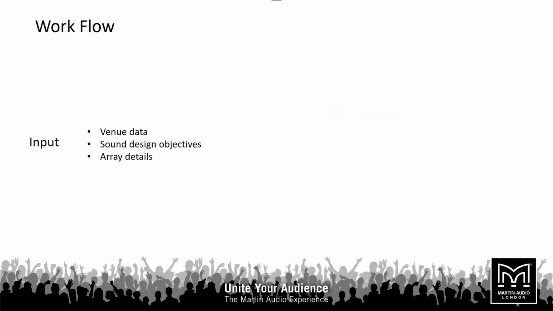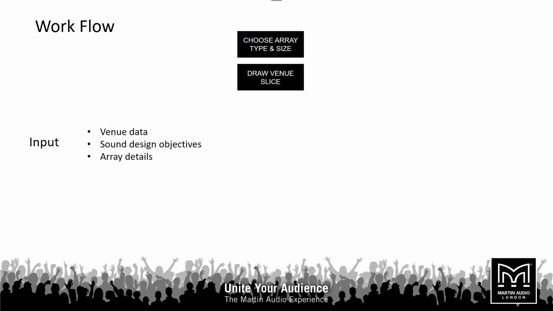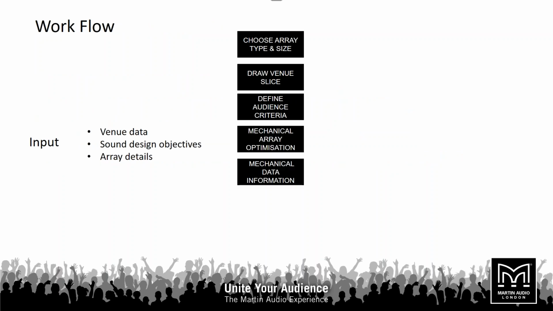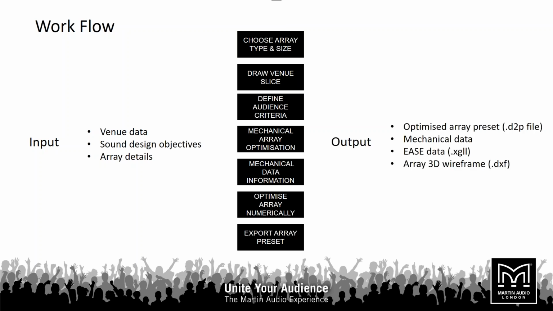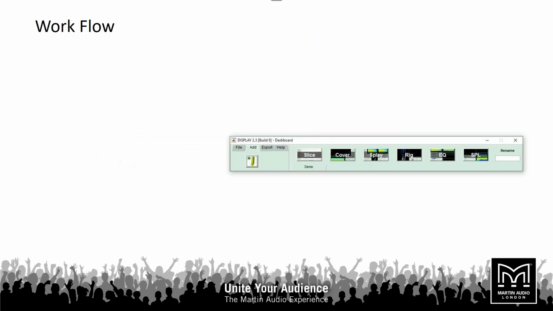So the workflow is very simple. What we input into Display 2.3: venue data, sound design objectives, and array details, in the form of the array type and size. We draw a venue slice, define the audience criteria, mechanically optimize the array, check the mechanical data, optimize the array numerically, and export the array preset. The output we get from the software is an optimized array preset, which we load into the amplifiers, mechanical data, EASE data, and 3D wireframe drawings.